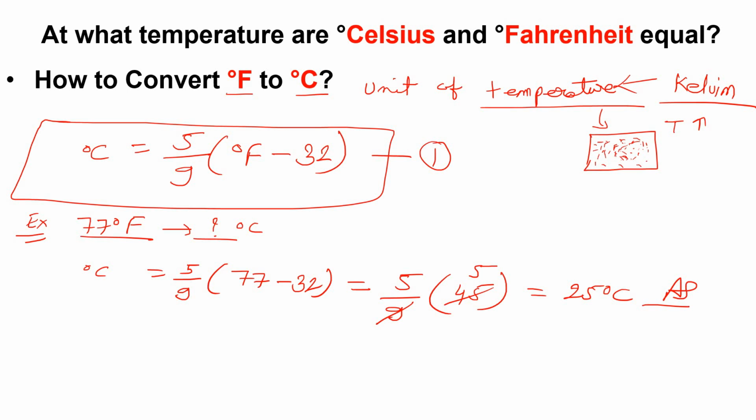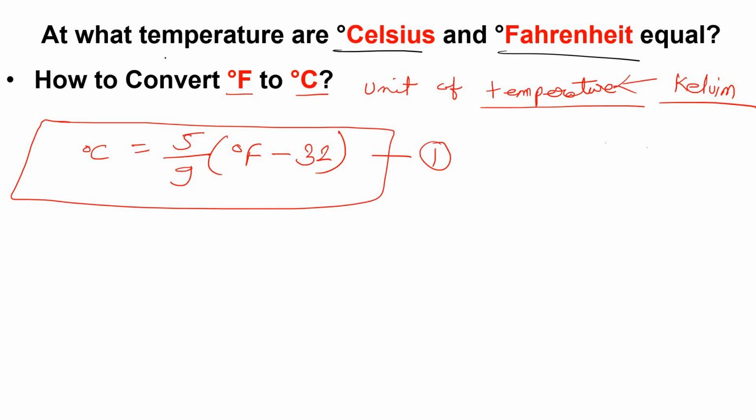I hope you understood the point. 77 degree Fahrenheit is equal to 25 degrees Celsius. That's how you can convert from degree Fahrenheit to degree Celsius. Similarly, if you rearrange this formula, you can also work out how to convert from degree Celsius to degree Fahrenheit. Please tell me in the comments box the formula for converting degree Celsius to degree Fahrenheit.